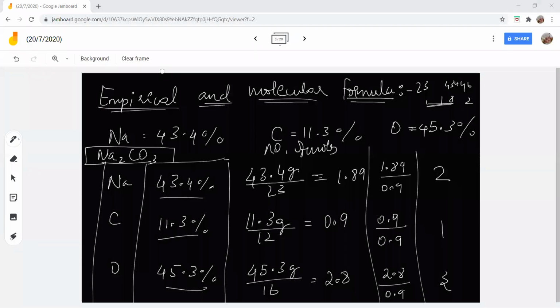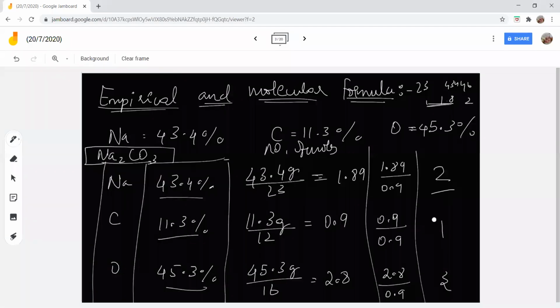Yes, Shubhashri, tell me. Ma'am, why did you divide by 0.9? Okay, when you want to find the simplest ratio, what will you do? For example, if I have 6, 12 and 18, what is the simplest ratio if I ask you? What will you do? Divide throughout by the lowest number. Am I right or not? 1 to 2 to 3. That is what I have done there. I have divided them throughout by the lowest number so that I'll get the simplest ratio. Clear? Yes, ma'am.